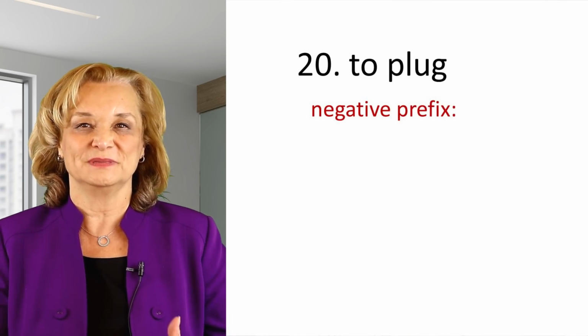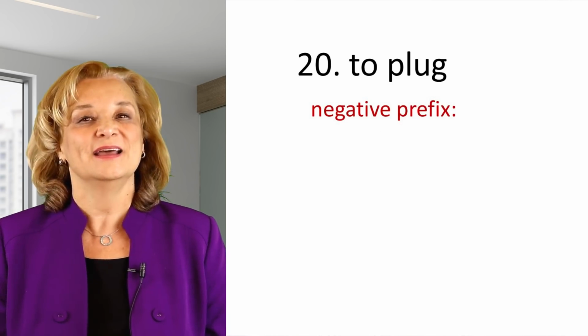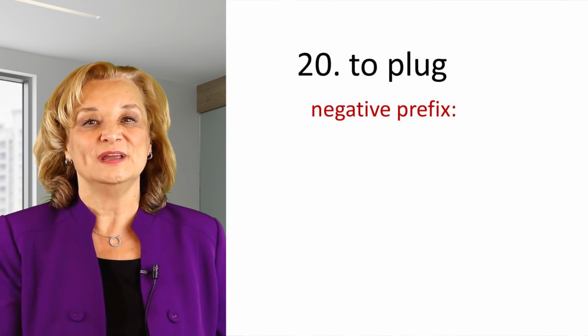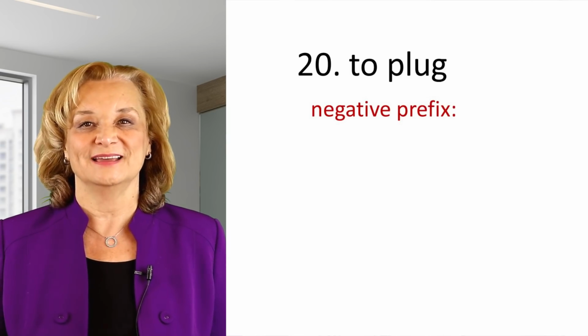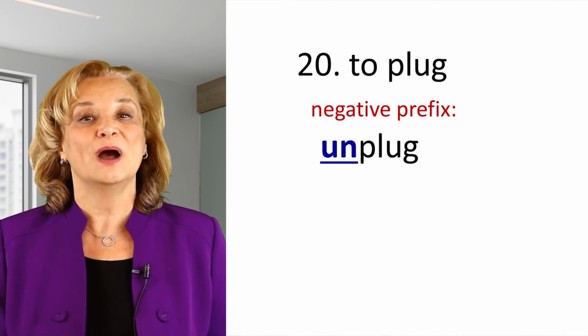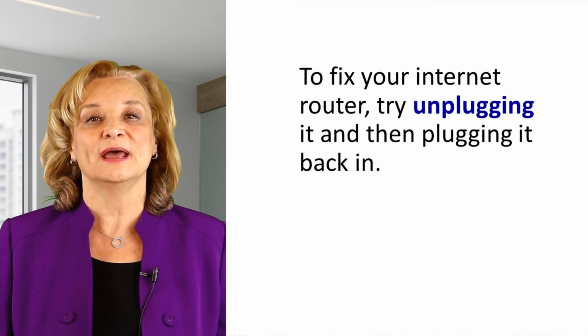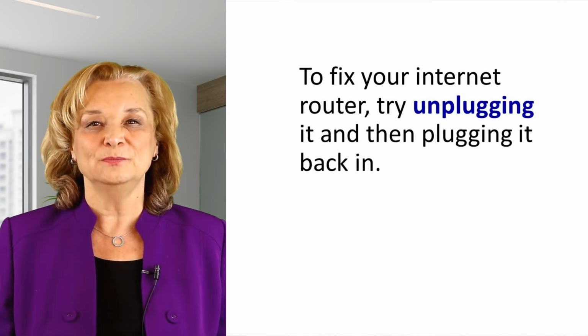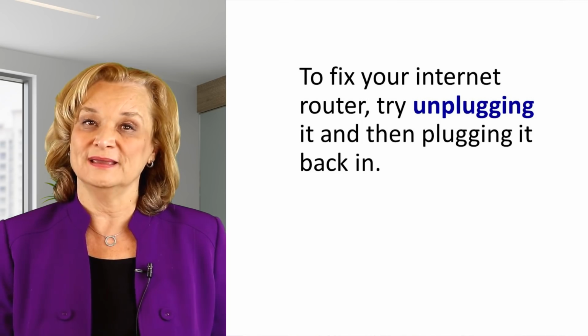And the final one is to plug. To connect something to electricity is to plug. And what is the prefix when we disconnect it? What do we say? To unplug. To disconnect something electrical. To fix your internet router, try unplugging it and then plugging it back in.